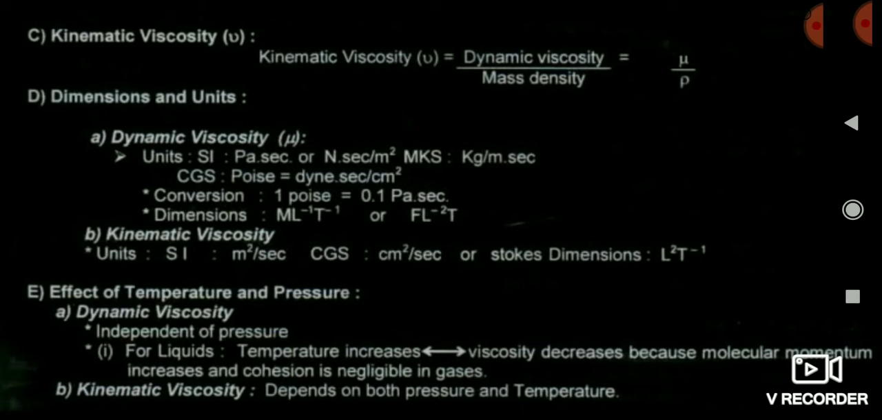So you clearly understand this relationship, and you can see that the kinematic viscosity unit is Stokes, which has the dimension meter square per second. And also you can see the effect of temperature and pressure. Dynamic viscosity is independent of pressure, and as temperature increases, viscosity decreases. This is very important: pressure doesn't have any effect on dynamic viscosity, but temperature is inversely related, meaning when temperature increases the dynamic viscosity decreases. That is the simple relationship.